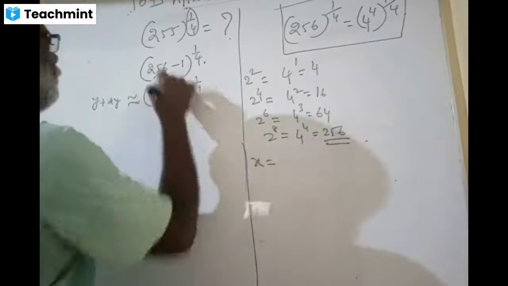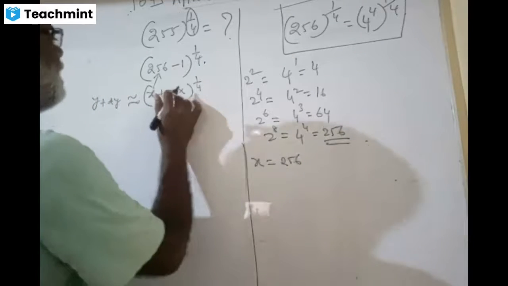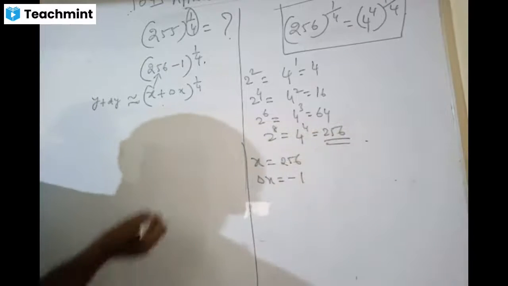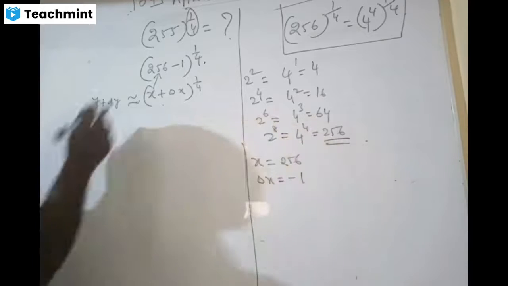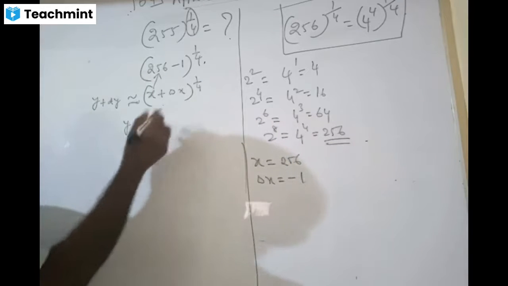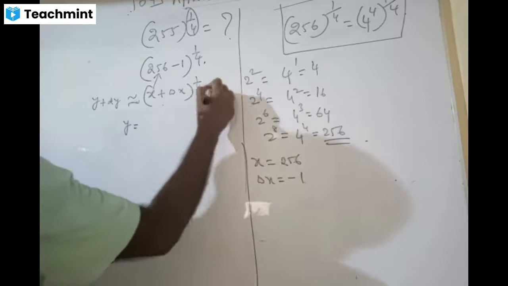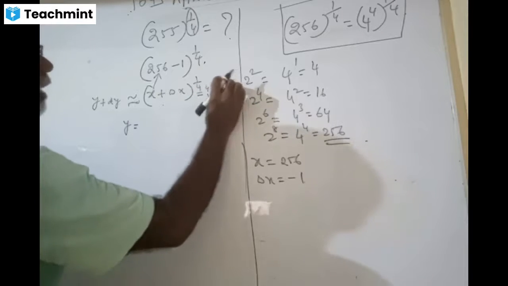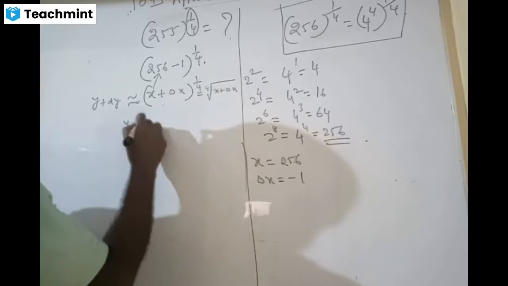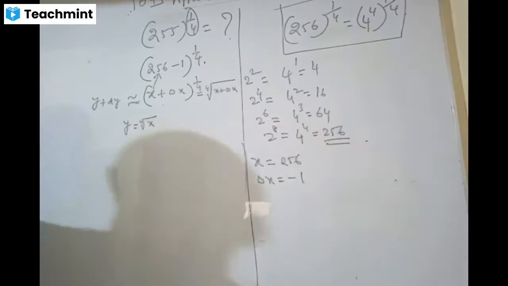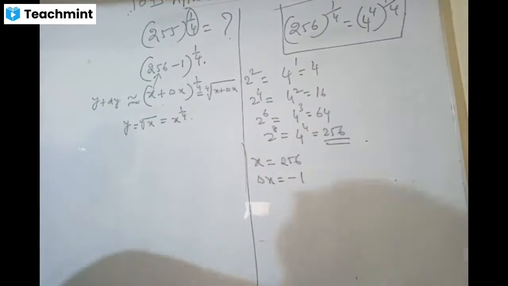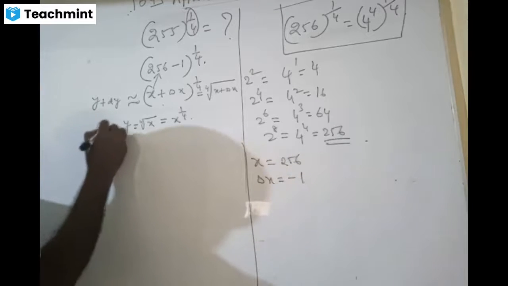X equals 256 and delta x equals minus 1, yes or no? And what was the original function? Can anybody tell me the original function, please? This is the fourth root of x plus delta x. Remove the delta x, and it becomes the fourth root of x. Do you agree? Or you can write x power 1 by 4. Clear? Friends, this y is nothing but f of x.